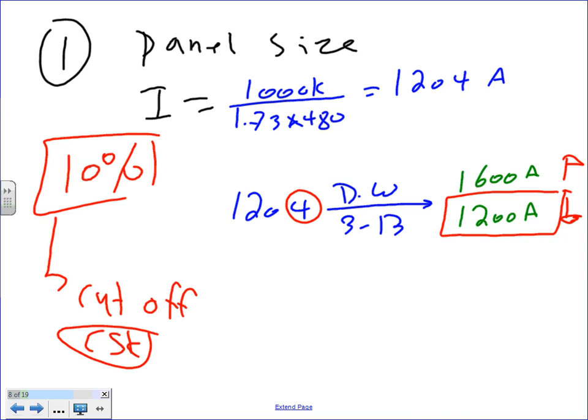So let's do this one. What's 10% of 1200? 120. 120 plus 1200 is what? 1320. Up to 1320, I feel comfortable going down. That's my cutoff. Higher than 1320, I like to go up.